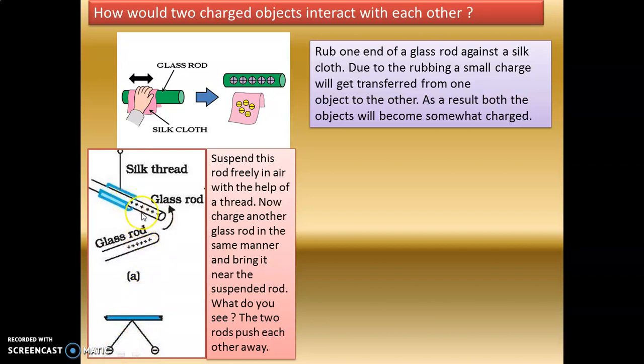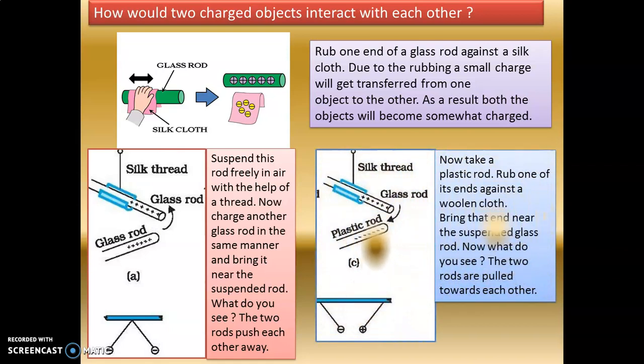I am charging one glass rod and I am bringing another similarly charged glass rod to this object, and what I observe is that the glass rods are repelling or moving away from each other.